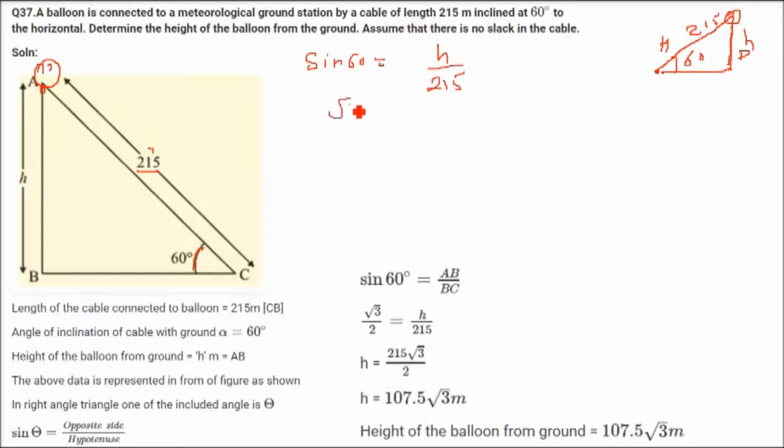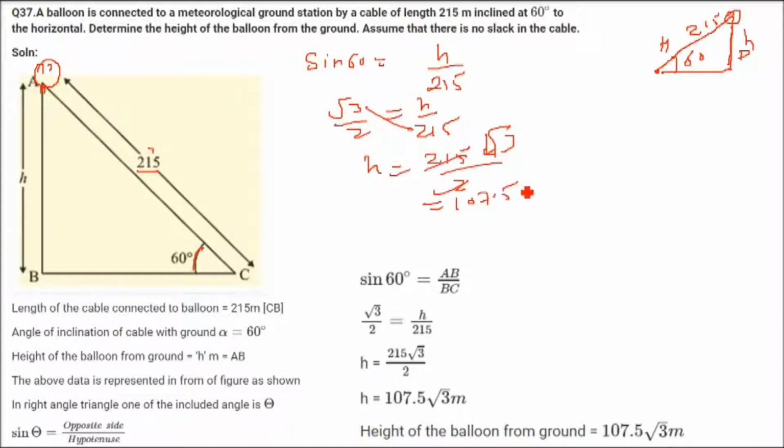And sine 60 is of course root 3 by 2. This is going to be h by 215. Multiply this, h will be equal to 215 root 3 by 2. So this is 107.5, 215 divided by 2 is 107.5. This is root 3. So h is this one. This is your answer.